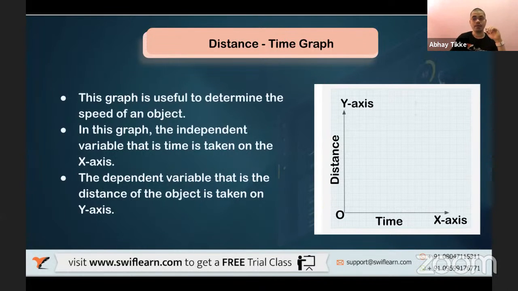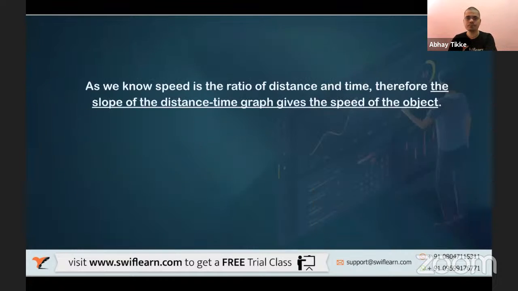Time दिखाएंगे. और distance किसके ऊपर depend करता है? Distance does depend on, yes, time, isn't it? तो वो किसके along दिखाएंगे हम? Y-axis. Is that clear? Right? As we know, speed is the ratio of distance and time. Therefore, the slope of the distance-time graph gives the speed of the object. अभी यहाँ पर एक नया word आया. You might not be aware, or those who are aware, that's well and good. Slope. Slope मतलब क्या? जैसे हम steps चढ़ते हैं, step उतरते हैं, you know? Slope basically means inclined plane, right?